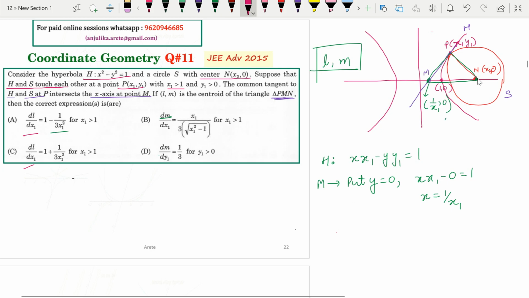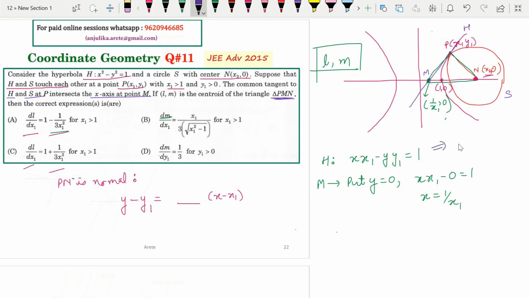Now we want N in terms of x1 as well, because x2 you can't see anywhere here. So I don't want x2, I want x2 in terms of x1. Let's go ahead and do that. PN is the normal, correct? So can you write the equation of this normal? It is passing through the point (x1, y1). Point slope form: y minus y1 is equal to m times x minus x1. What's the slope of this tangent? The slope of the tangent is x1 upon y1. You can convert it into y is equal to mx plus c by dividing by y1.